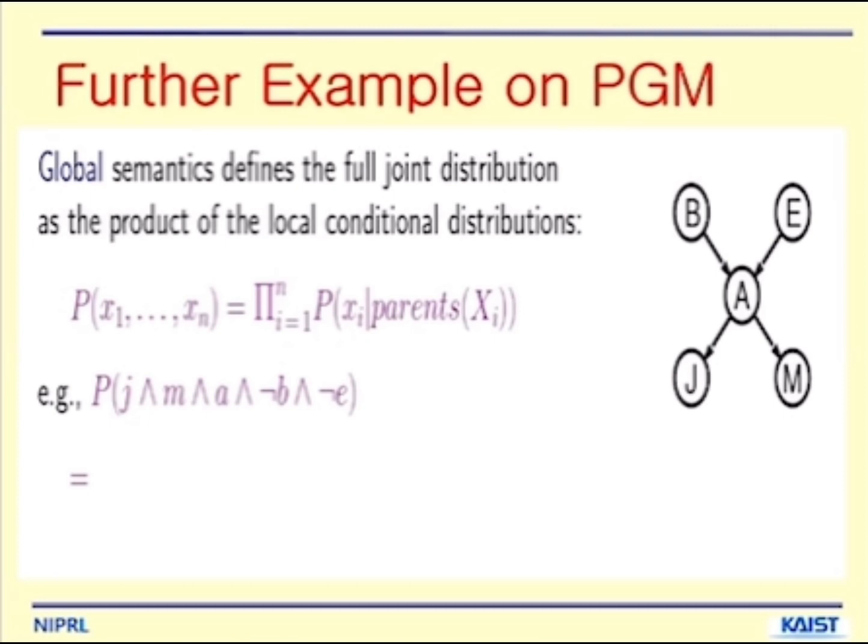Another way to write that symbol of B is to say B complement, right? Another way to write that of E is to say E complement. So now what they're asking you to do is, can you find the joint probability of J, M, A, B complement, E complement? That is what they wanted to find. Any question?